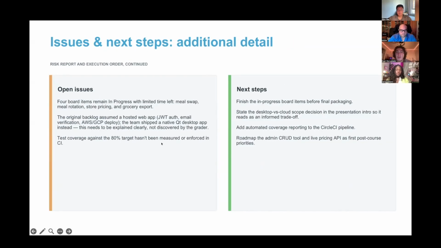Just to touch on where the project stands today, there's still a few features that we didn't have time to complete. For example, the meal swapping, the meal rotation, the live grocery pricing, and the grocery export. We decided it was more important to finish the core functionality first and leave those as future work. One other thing worth mentioning is that we originally planned for a cloud-based application, but during development, we decided to build the native Qt desktop application instead. That let us focus on delivering a polished working product within the time that we had, while also using tools that our team was most comfortable with.